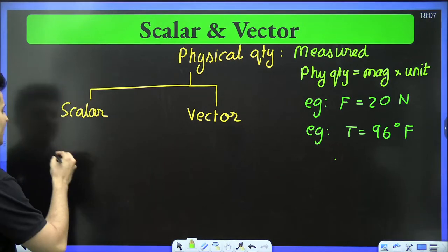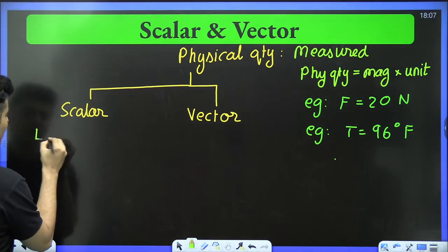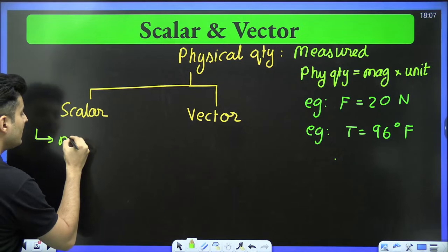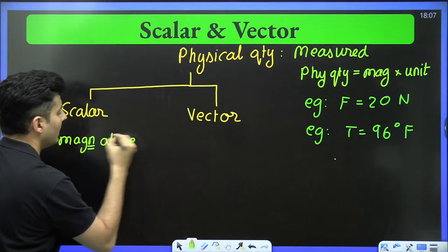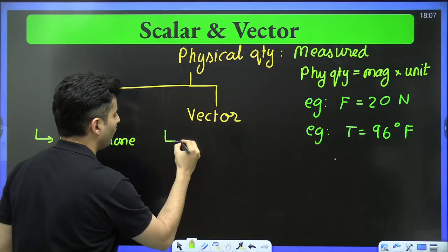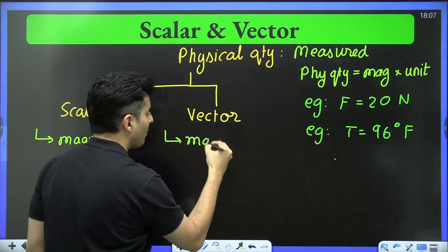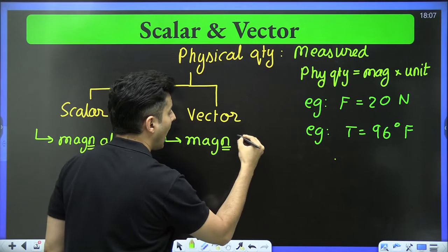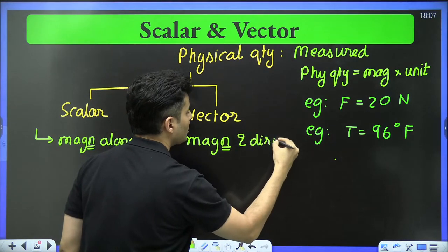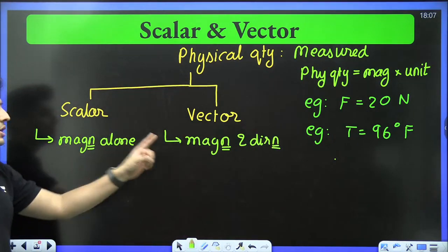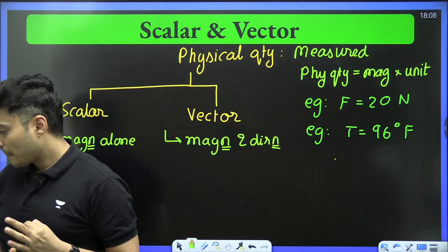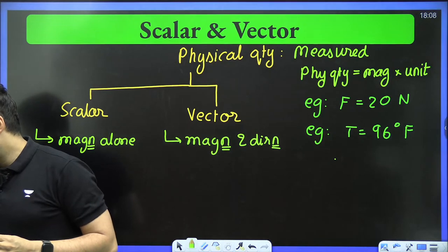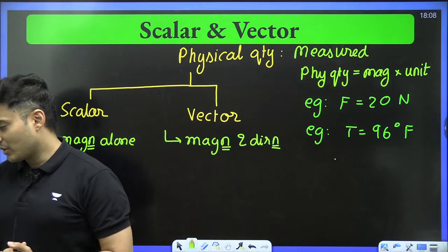Understand this. So for scalars, what do you need, guys? You need magnitude alone. Magnitude alone is enough to describe it. But for vectors, you need both magnitude and direction. Exactly. Very good. Sir, is volume a vector quantity? No, volume is not.